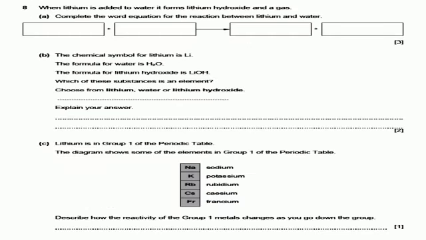Question A. The reaction between lithium plus water will give lithium hydroxide plus hydrogen. Question B. Which of these substances is an element? It will be lithium. Why? Because it's made up of only one type of atom. Question C. Describe how the reactivity of group 1 metals changes as you go down the group. The reactivity increases.